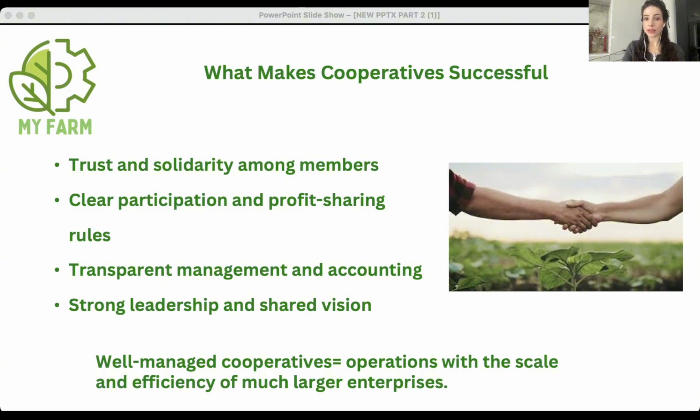So success depends on several factors. Trust and solidarity among members are among the most important factors that result in success. Having clear roles for participation and profit sharing, transparency in management and accounting, and having strong leadership and vision are among the factors that result in a high level of success in cooperative models. When all of these factors are well structured and well managed, cooperatives enable small and medium-sized producers to act with the scale and efficiency of much larger operations.